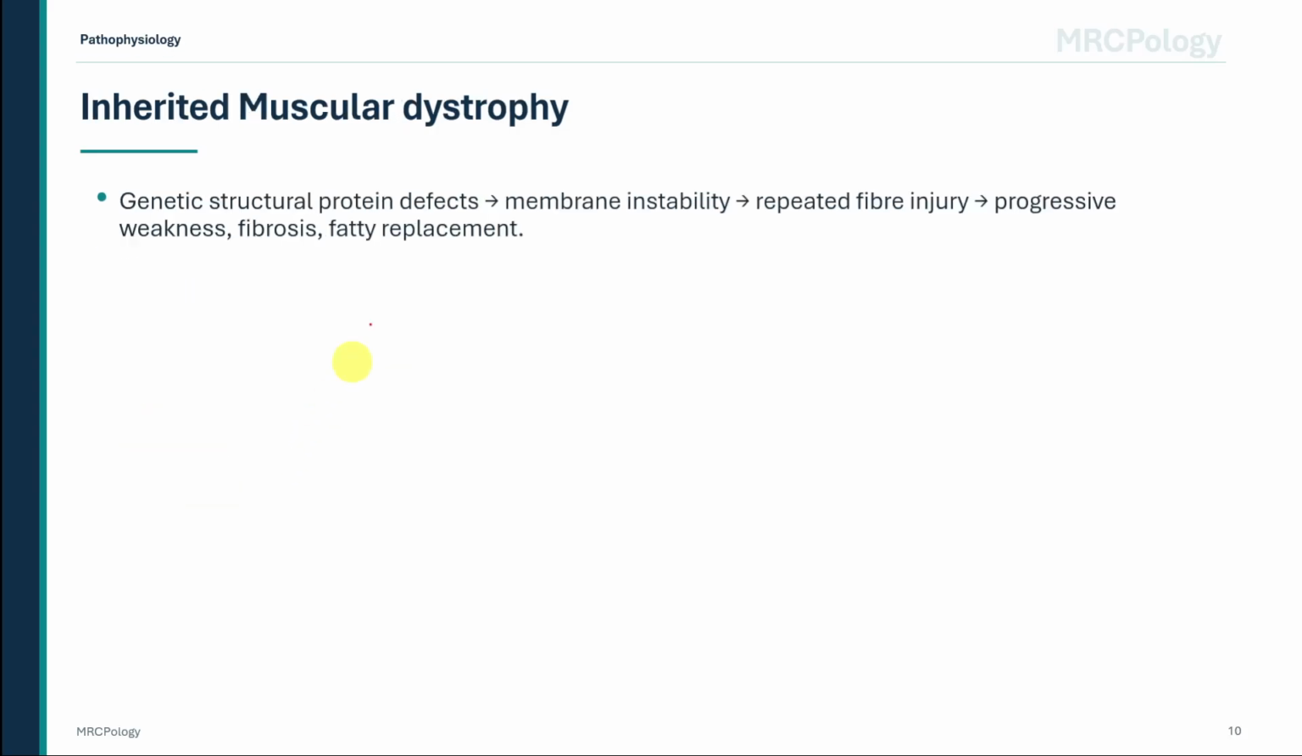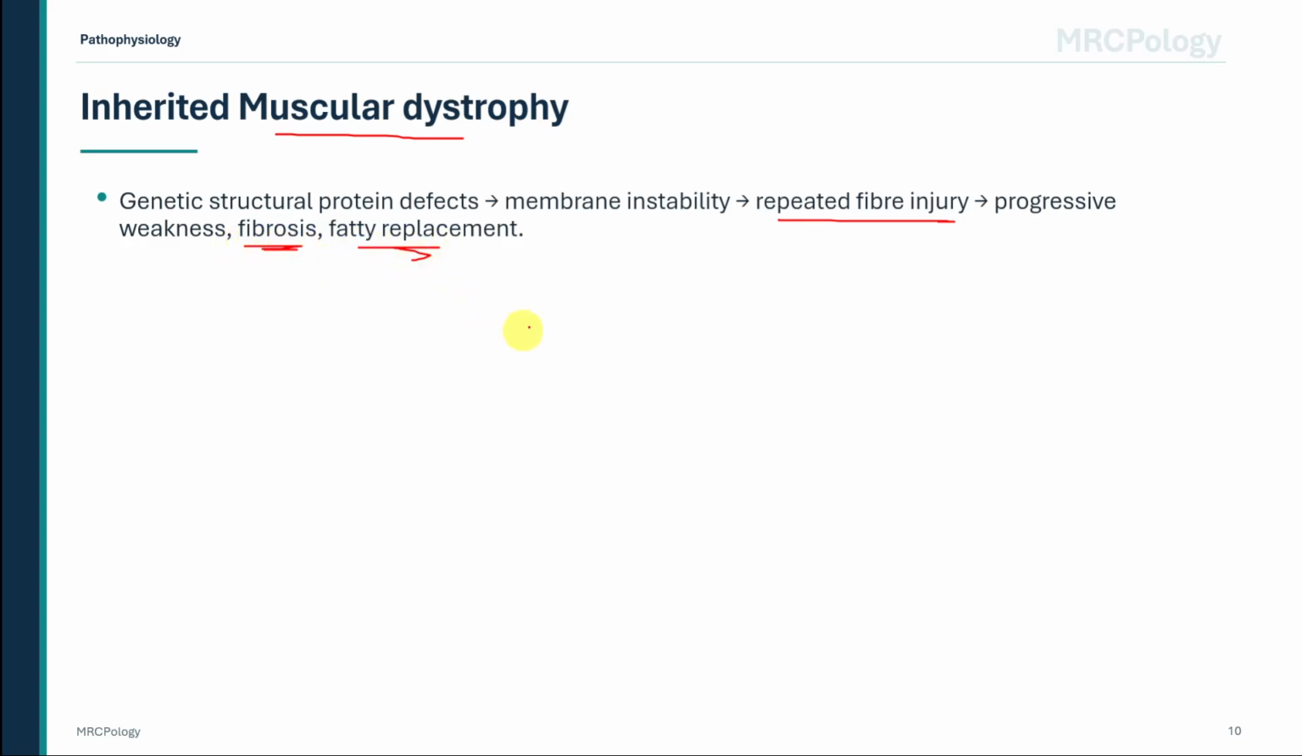Inherited muscular dystrophies result from genetic abnormalities affecting structural or functional proteins within muscle. When proteins responsible for membrane stability are defective, repeated contraction damages the muscle fiber membrane. This causes recurrent fiber injury, degeneration, and attempted regeneration. Over time, healthy muscle is replaced by fat and fibrous tissue. The weakness therefore becomes progressive.